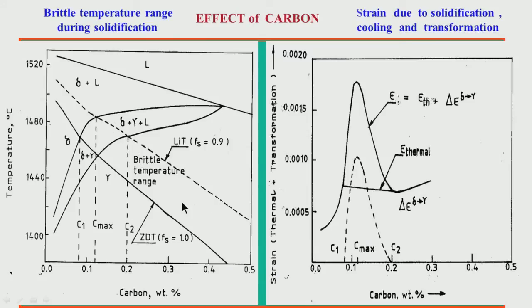Above C2, what is happening when the carbon concentration is more than C2? The delta to gamma transformation is taking place during solidification, but above the brittle temperature region. It is taking place when the amount of solid is say about 50%, 60%, 70%. So, it is taking place above the brittle temperature region, which is between solid fraction of 0.9 to 1.